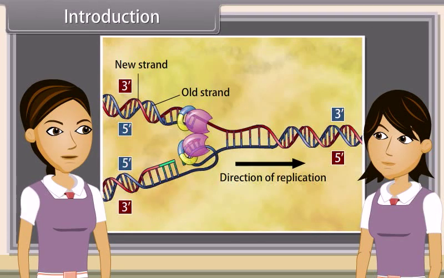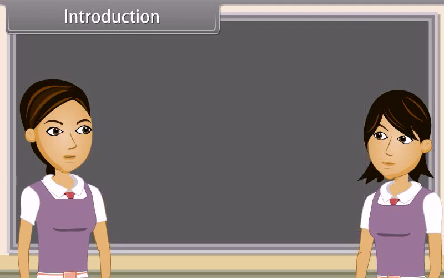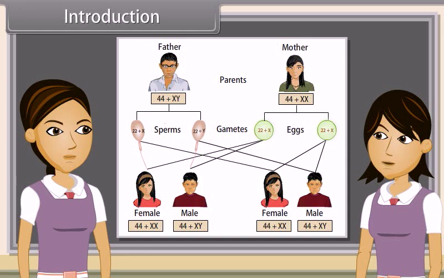Heredity is the process of transmission of characters from one generation to another generation. Yes, heredity plays an important role in formation of new species.